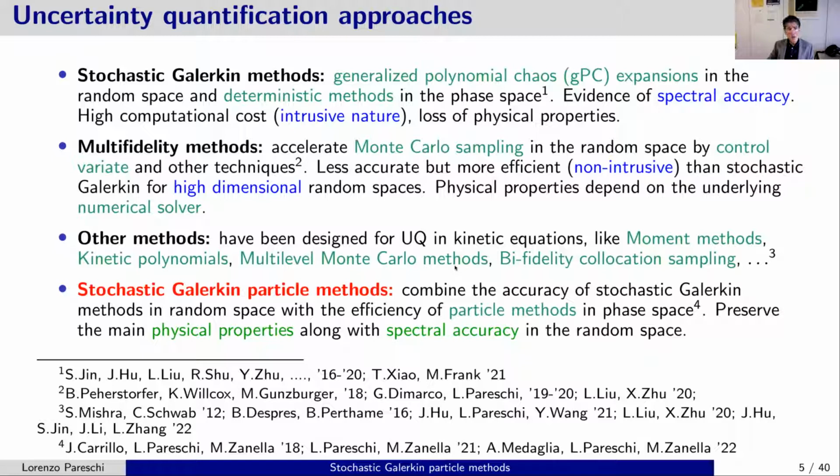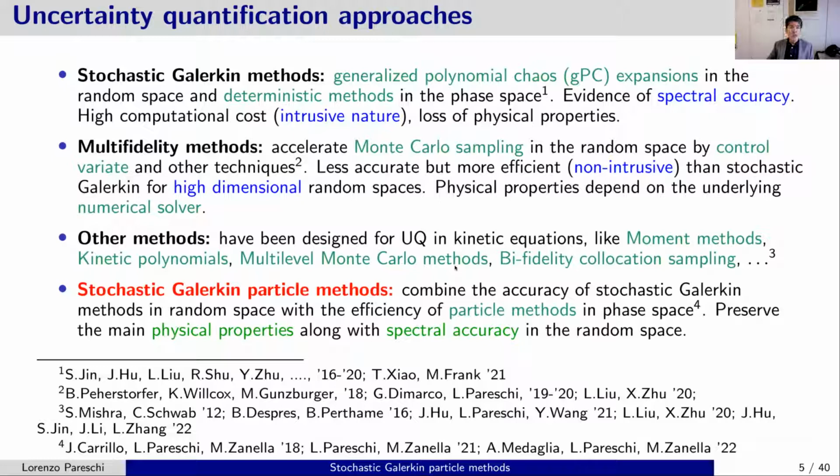Multi-fidelity method, which was illustrated yesterday by Giacomo, but there is a large variety of multi-fidelity methods. Yesterday, Giacomo illustrated essentially the use of control variate techniques, but there are other techniques which in principle can be used. The goal is typically to accelerate Monte Carlo sampling, for which there is only one way, as usual, to accelerate it, which means to reduce the variance of the solution that we are approximating.